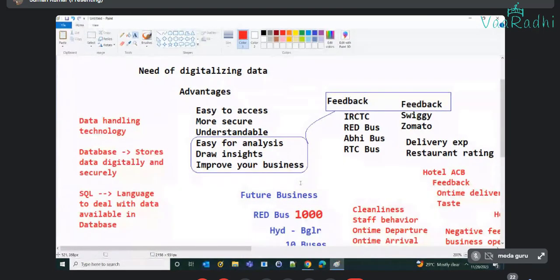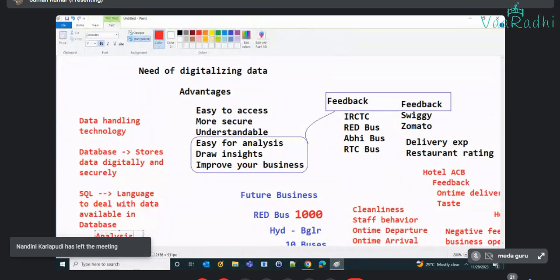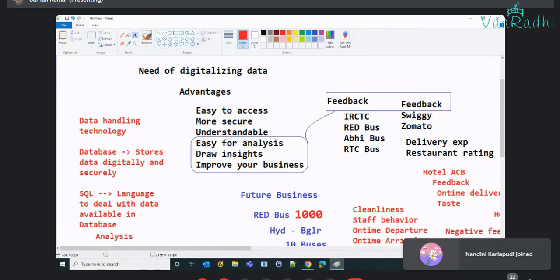The use cases are generally spoken ones, and everyone can understand. But once you understand the importance of having your data digitalized, you need to have these 2 things available to learn: the database, which stores the data, and SQL, which deals with the data. Dealing with the data is nothing but analysis. Analysis is the key thing. We'll also create data using SQL, but analysis is the key thing. Once you analyze your data, you can draw insights. Based on the insights, you can improve your business. Clear, guys?